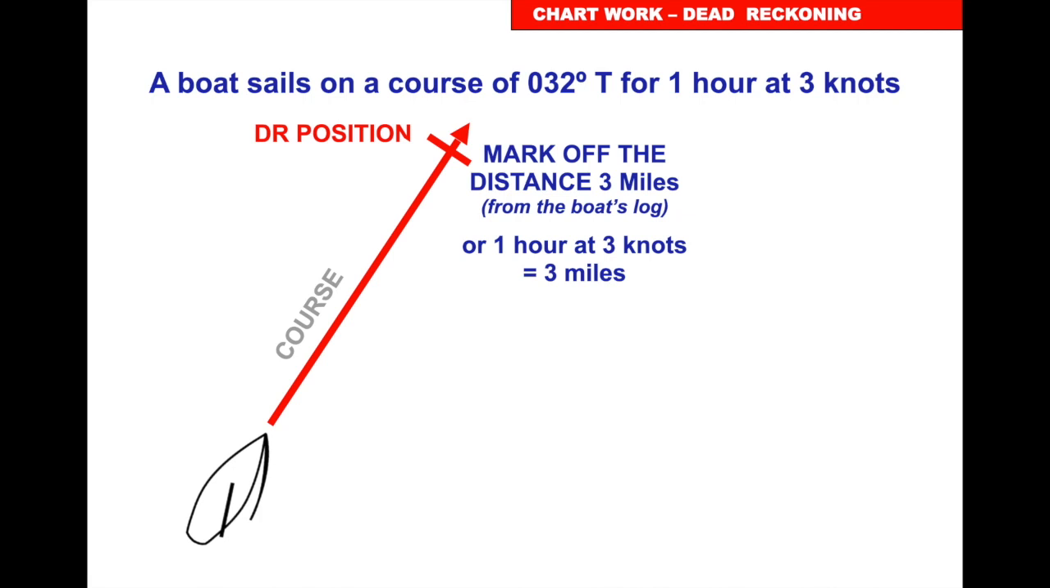So we've got the vessel at the start here. We mark from the side of the chart 3 nautical miles, directly opposite from where we are, from the vessel up to the line, draw a line perpendicular to our course line, and that's the symbol for a DR position, and that's our dead reckoning or DR position.